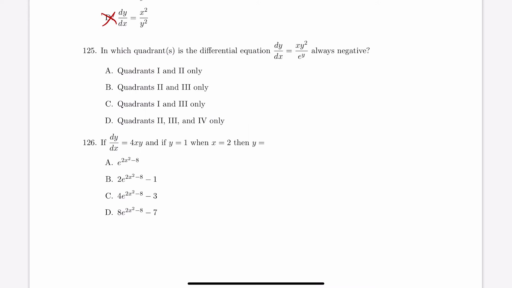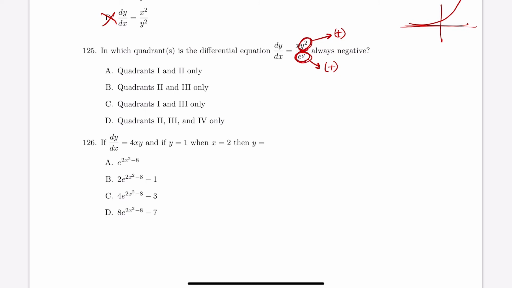All right, so is the differential equation dy over dx equal to xy squared over e to the y always negative? When is it always negative? Well, I know that no matter what, my y squared is always going to be a positive value. And my e to the y is always going to be a positive value, right? Because if you think about an exponential function, it never falls below the x-axis. So my exponential function is always positive.